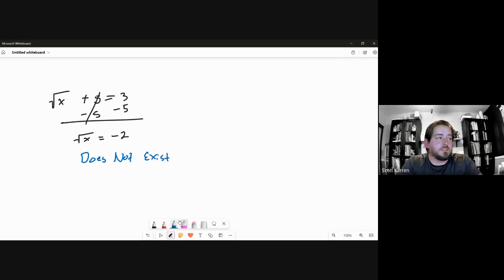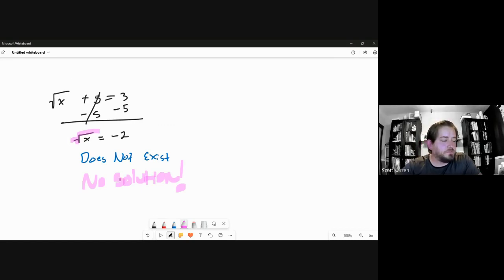And it doesn't exist because this is the principal square root of whatever that value is, right? And therefore, I can't get a negative out of it, right? And so I have no solution. So if you end up with the square root of x equals some negative number, not going to happen, done, that's it. That's the end of that story.